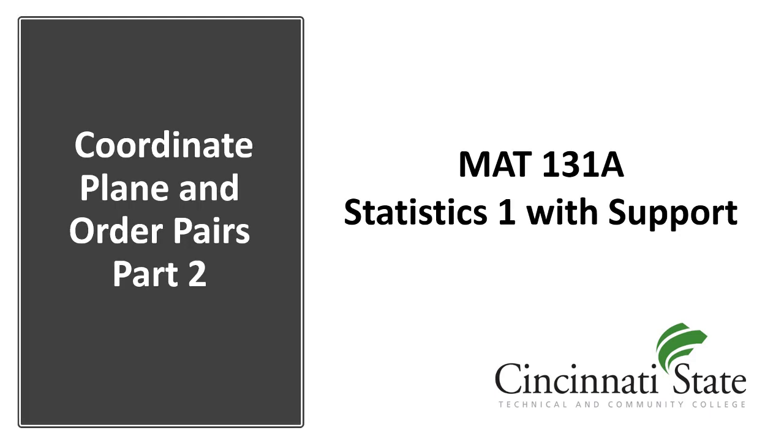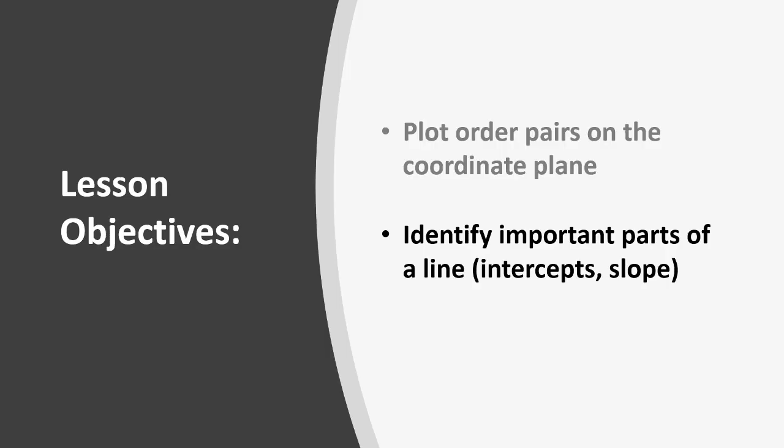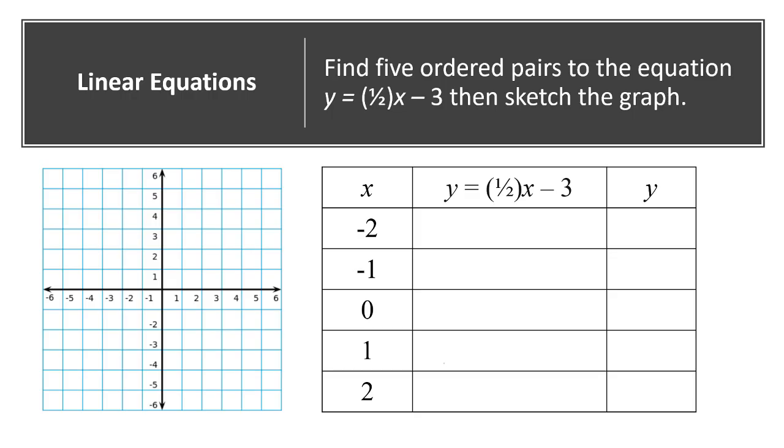Coordinate Plane and Ordered Pairs Part 2. Lesson Objective: Identify important parts of a line. We'll begin with this example. Find 5 ordered pairs for the equation y equals 1/2 x minus 3 and then sketch the graph.